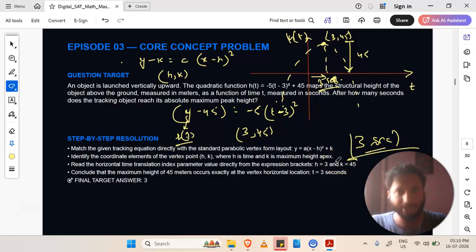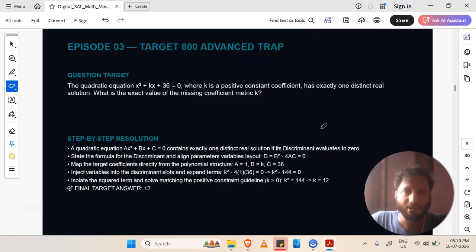So what did we need to know for this question? Graphing and the vertex form of the parabola. That was required. Correct? If you know these things, this question is a very simple one. Let's go to another question. What is the other question?